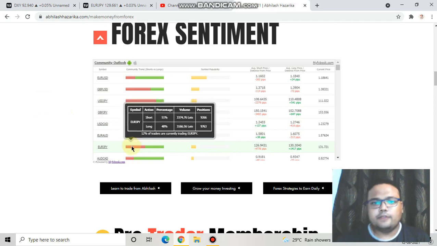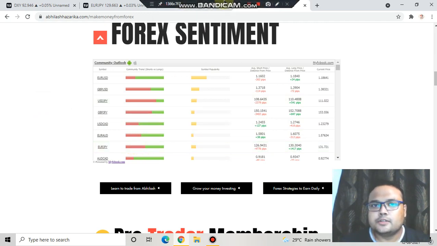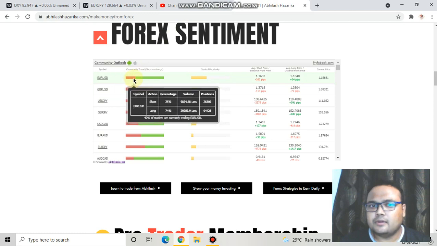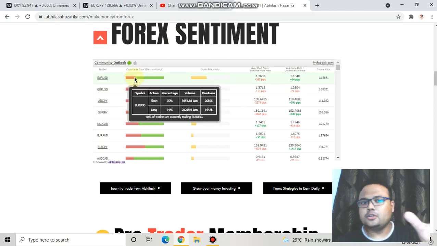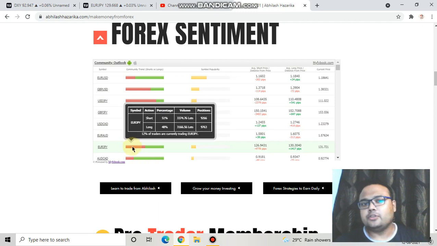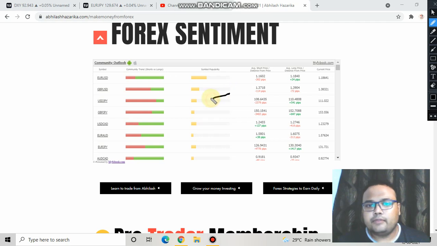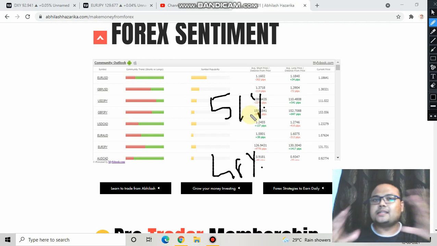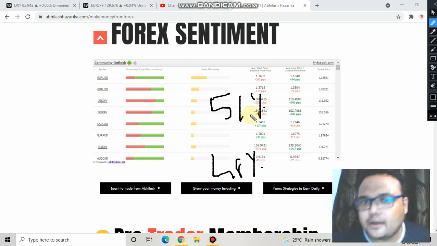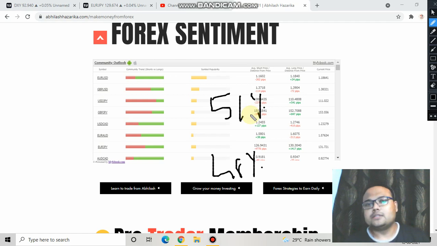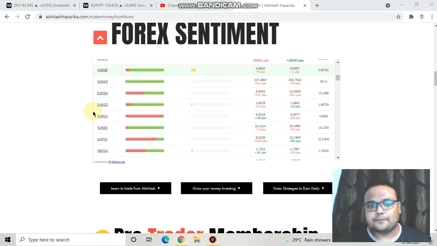You can see that 51% of retail traders have taken a short position and 48% have taken a long position. Generally in other currencies they have taken either a long or a short position, but in the case of EURJPY, retail traders are also very much confused. 51% have taken a short position and 48% a long position. Retail traders are also not sure. They are also in a dilemma whether the market will go up or down. So we do not have a clear picture from anywhere else.